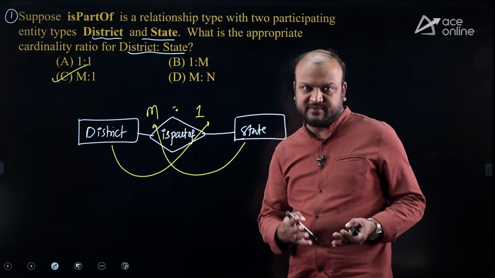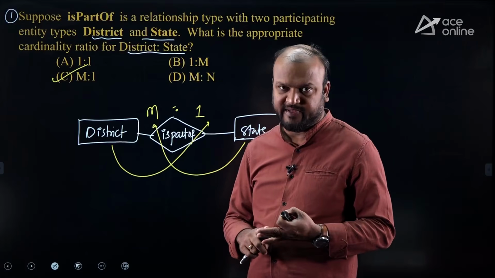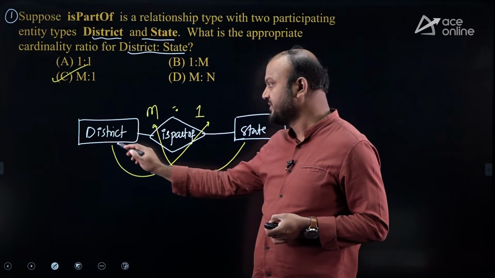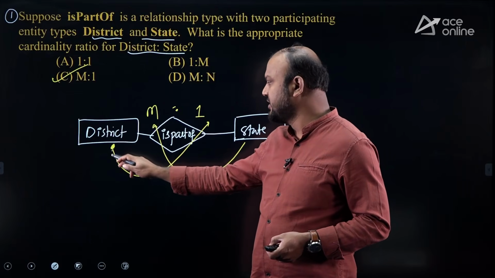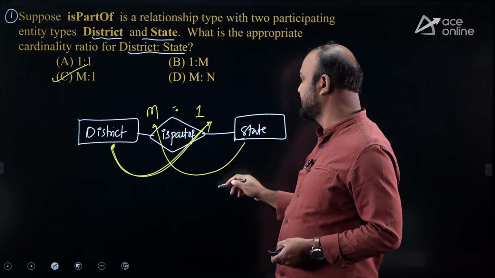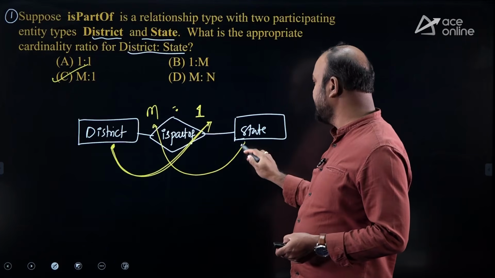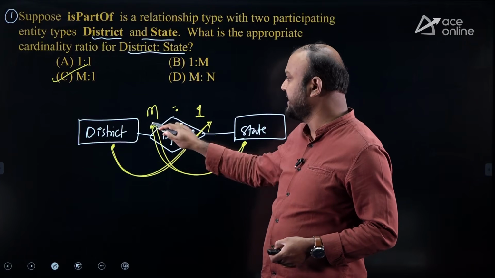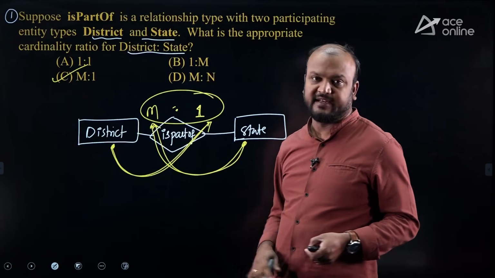Okay. Now, this is about cardinality. We have 4 types of cardinality: 1 to 1, 1 to many, many to 1, many to many. How do you write the cardinality for a particular scenario? Simple. Say here, each district belongs to 1 state, so you write 1 at the state side. Each state can have many districts, so on the district side you write many. So, it is called many to 1.